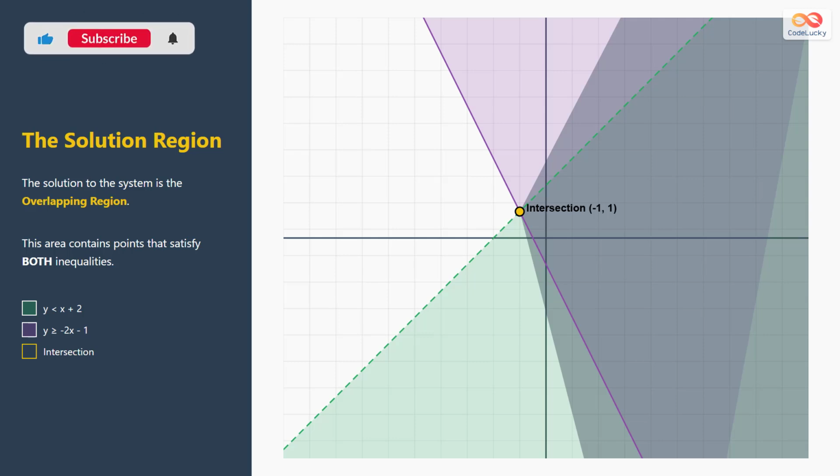Here is where the magic happens. Notice that we now have areas on the graph with different types of shading. The solution to the system is the region where the shadings overlap. In this visual, you can see the green region for the first inequality and the purple region for the second. The dark, double-shaded area where they intersect is our final solution region. Any point in this dark area is a valid solution.